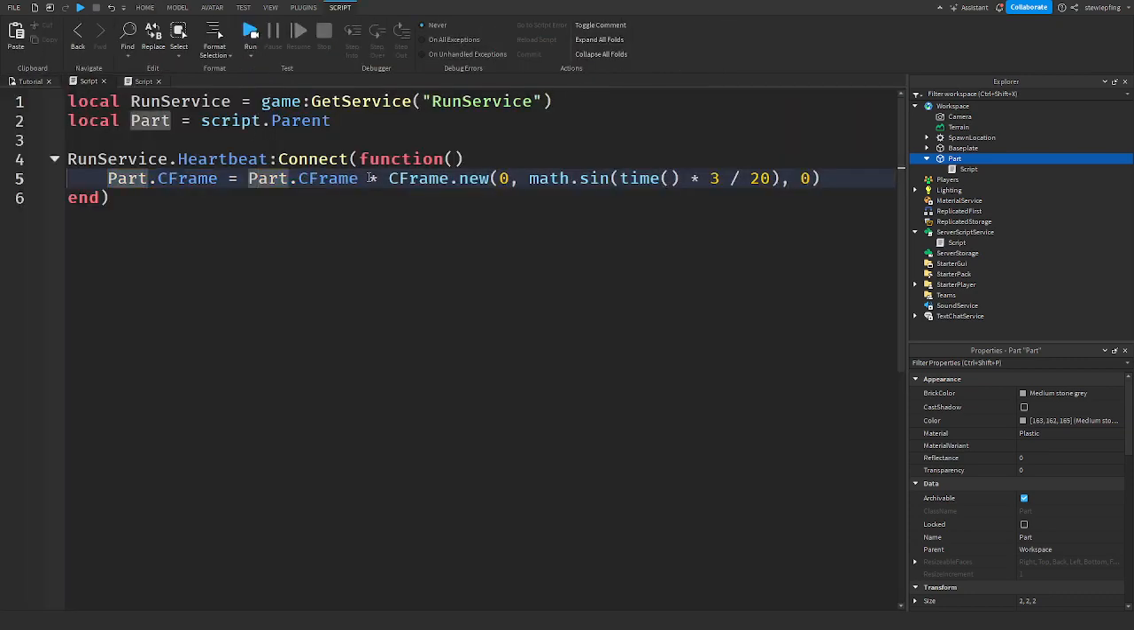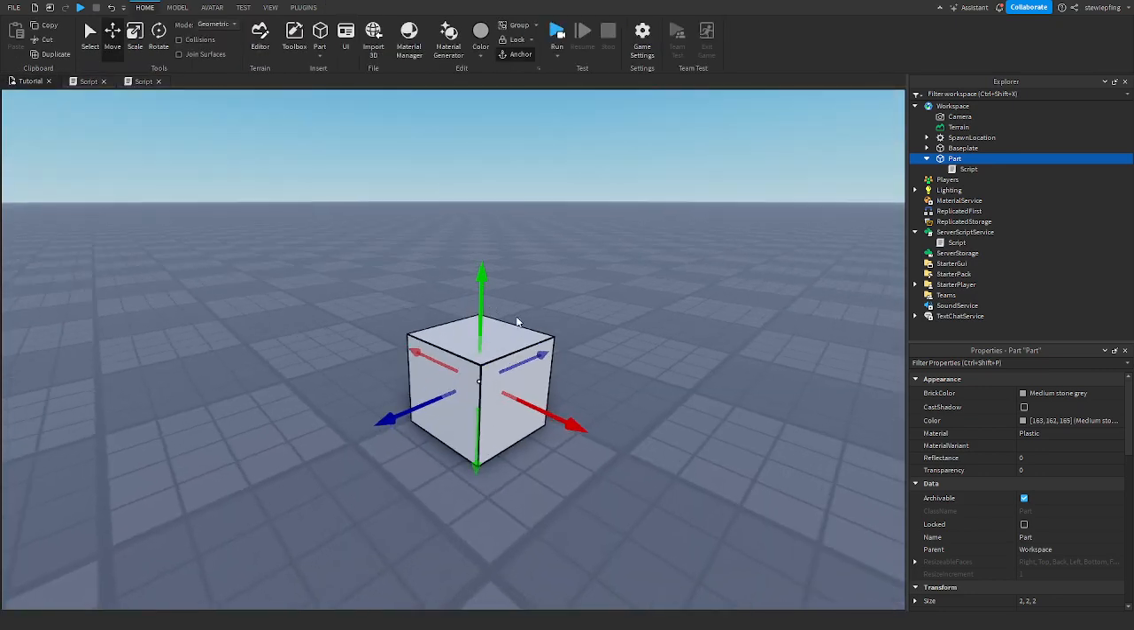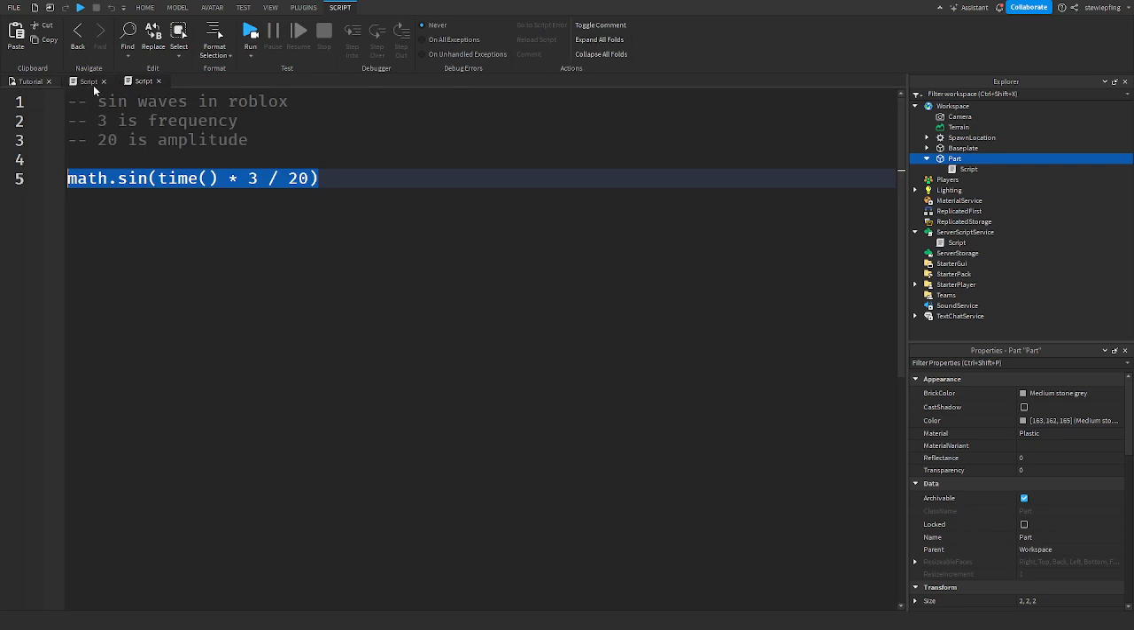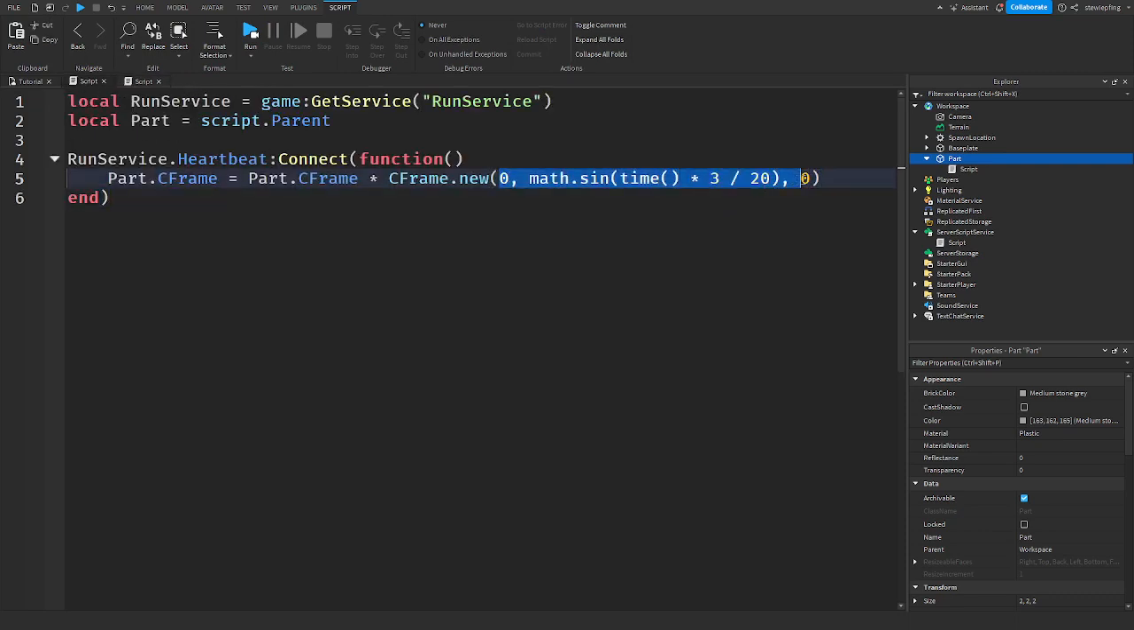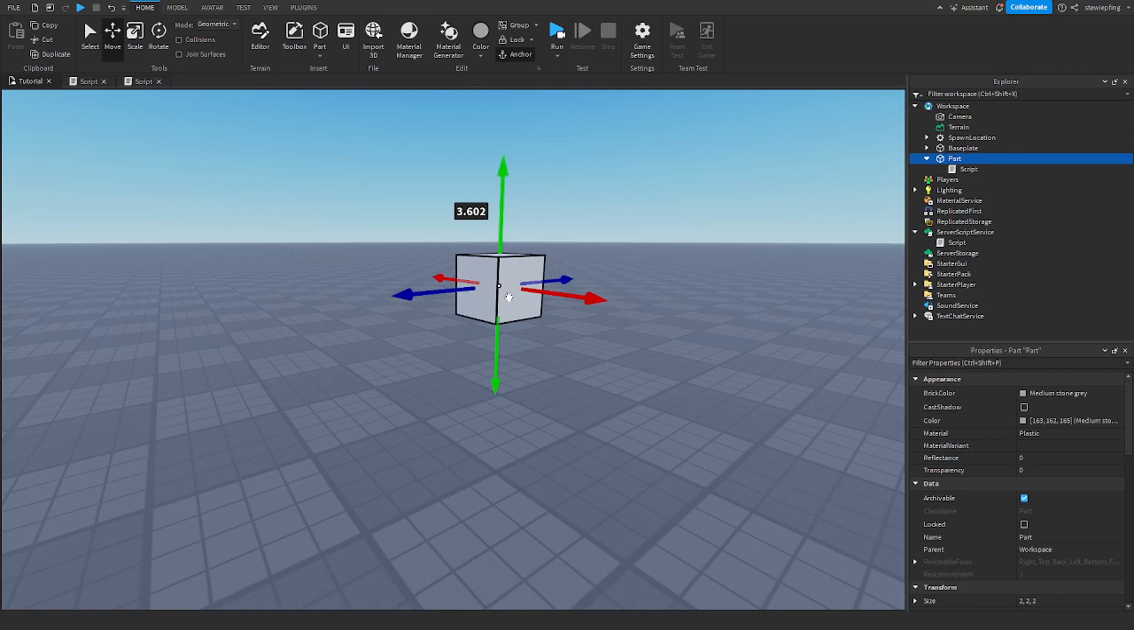But it's not going to happen because we're going to multiply it by this new CFrame value, because we're calling CFrame.new. You have to put 0, this, 0 because we want to make the part move on the y-axis. In the script it's XYZ, because Vector3 values and CFrame values take an X, Y, and Z value. So by putting this in the y-axis, it's going to be moving up and down, because the y-axis is up and down.